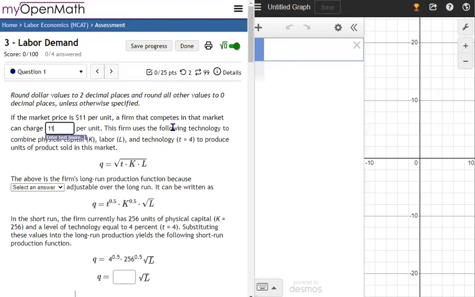It can't charge a price above 11 because it sells a commodity, a homogeneous good that other firms sell as well. So if you try to sell at a price above 11, you're going to sell 0 because people can buy that homogeneous product from many different competitors. So you can't charge a price higher than 11. The firm's not going to charge a price lower than 11 because it can sell all it wants at the market price. So it's going to choose the price of 11. That's a lesson from microeconomic theory.